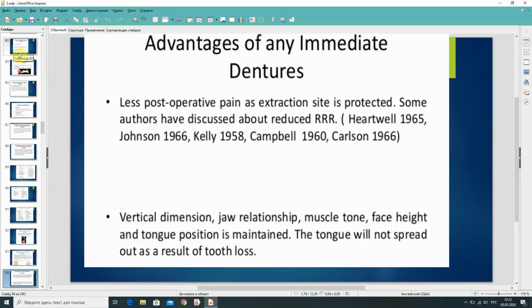Advantage of any immediate dentures: less postoperative pain as the extraction site is protected. Some authors have discussed reduced residual ridge resorption. Vertical dimension, jaw relationship, muscle tone, face height and tongue position are maintained. The tongue will not spread out as a result of tooth loss.